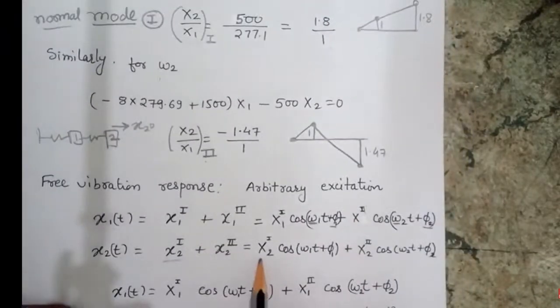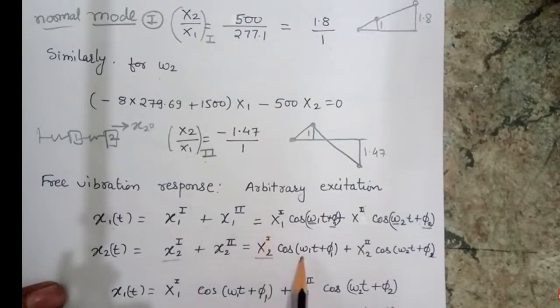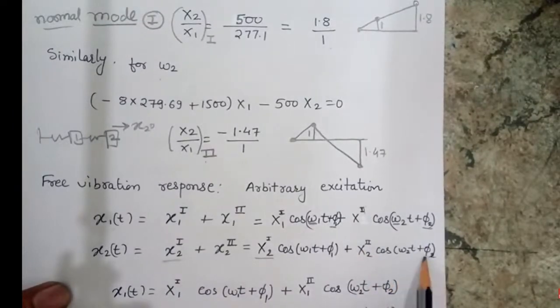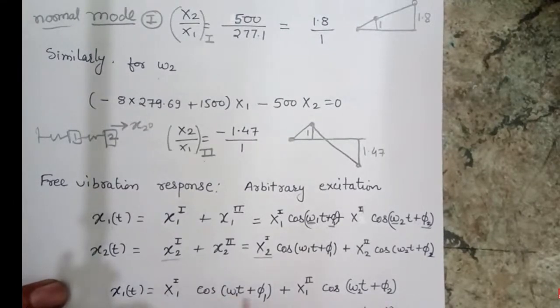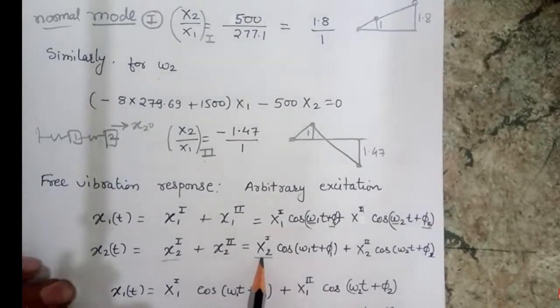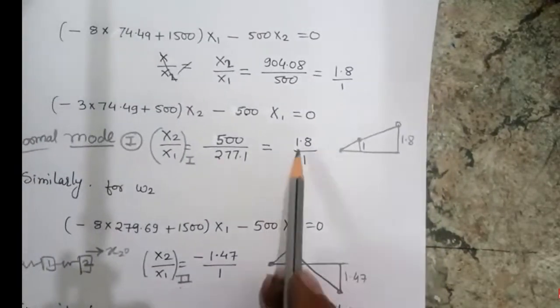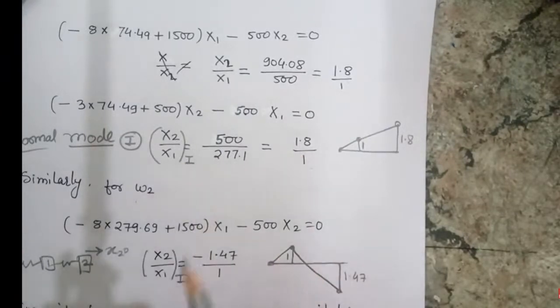Similarly, for the second case, I have x2 for the first mode, cos(omega 1 t plus phi 1), and x2 for the second mode, cos(omega 2 t plus phi 2). When I rearrange this equation, x1 will be the x1 cos term plus the x1 for the second mode cos term. Now I am replacing this x2 value, the magnitude of the second mode, with the calculated mode shape corresponding to the first mode as well as the second mode.